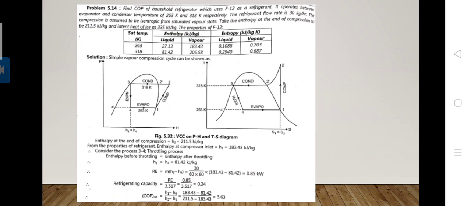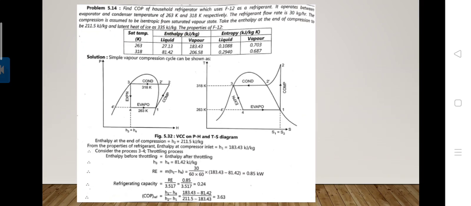After expansion, the vaporization process takes place. In vaporization, the low pressure liquid refrigerant after expansion enters the evaporator where a considerable amount of heat is absorbed by it and it converts into vapor. So this vapor at low pressure is sucked into the suction line of the compressor.